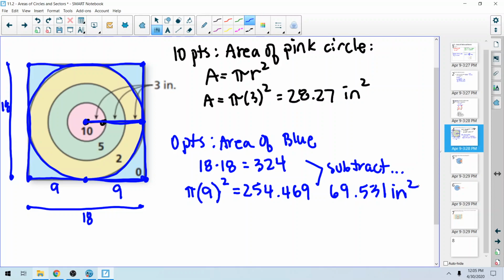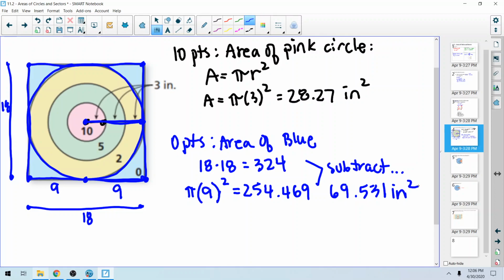Okay, if the area of the 10-point region is 28 and the area of the 0-point region is 69, and you're equally likely when you're throwing the dart to hit either of them, which one are you more likely to actually hit because there's more area? And it would be the blue region. Okay, there's more of it, so your dart's probably going to land on it more, unless you have really good aim. But then you're losing your equally likely piece.